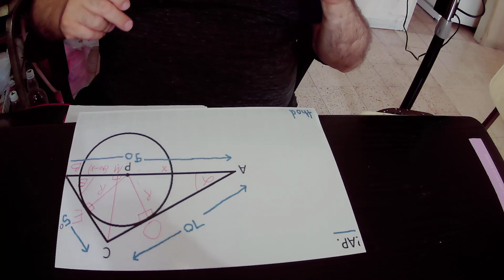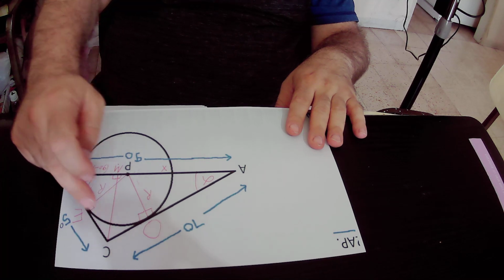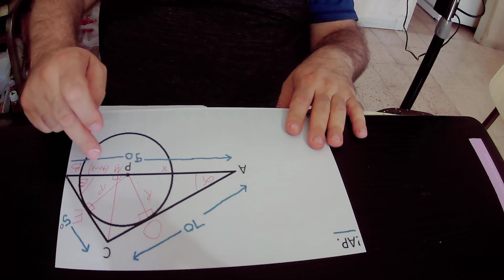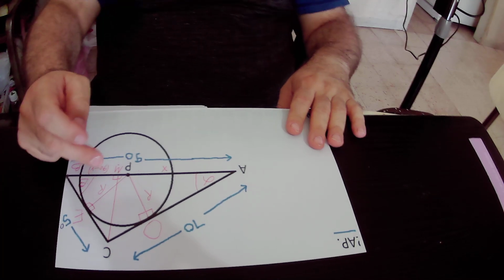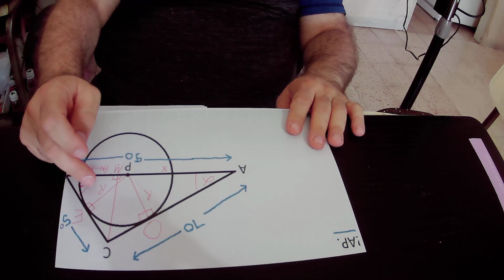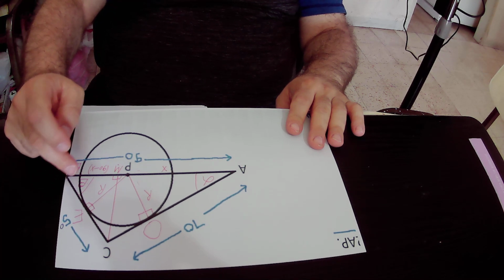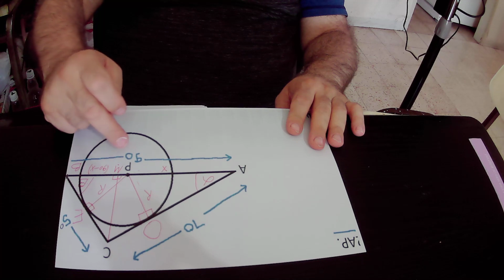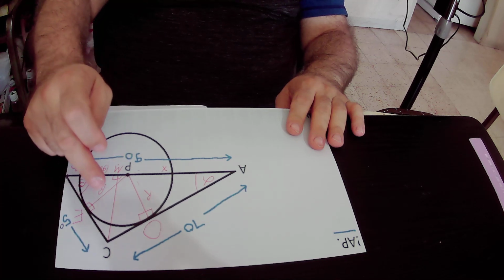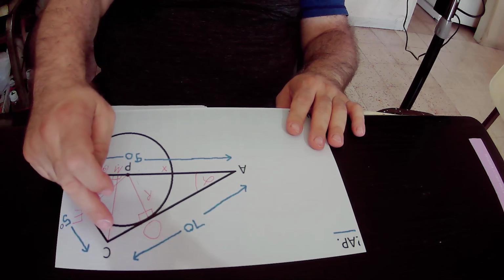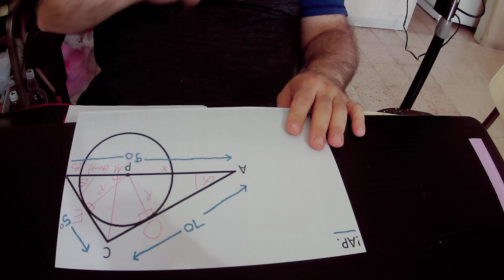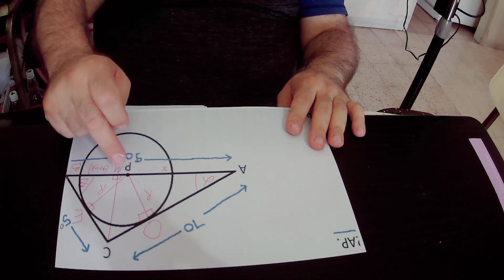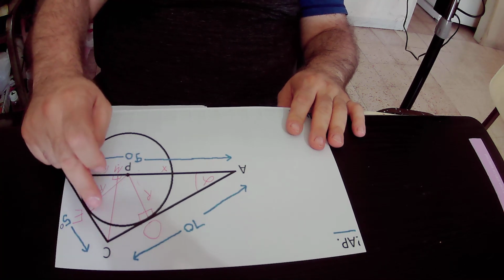Because in any circle, a radius and the tangent to that radius are perpendicular to each other. So PE, the radius, is perpendicular to the side CB. That is to say, angle PEB equals 90 degrees and also angle PEC equals 90 degrees.